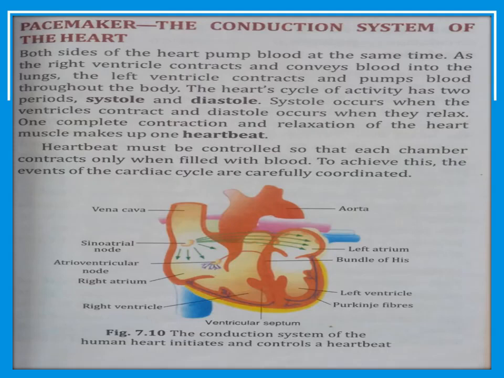The heart cycle of activity has two periods. First is called systole and second is called diastole. Systole occurs when the ventricles contract and diastole occurs when the ventricles relax. One complete contraction and relaxation of the heart muscles makes up one heartbeat.